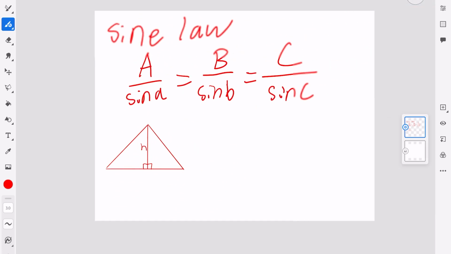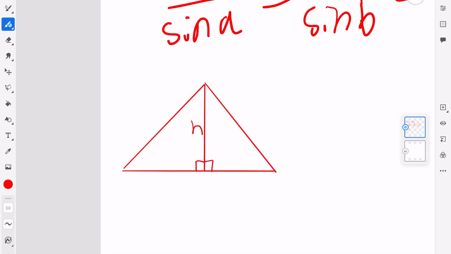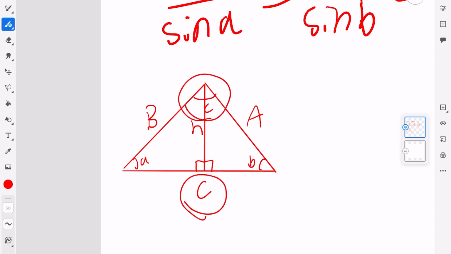Am I doing this right? Yeah. All right, so let's make the uppercase the sides. I forgot which order I did it in. A, B, and C. And then let's make this angle A, this angle B, this angle C. Remember, the angle of the side is always the opposite.